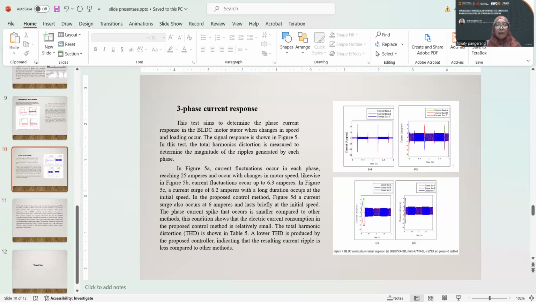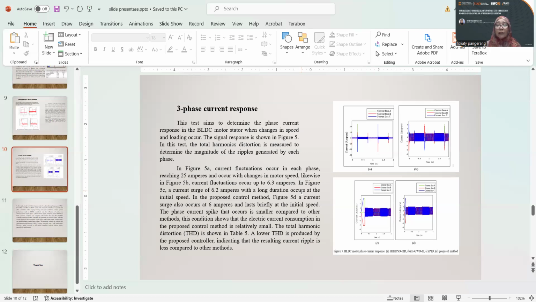In figure 5C, a current surge of 542 ampere with a long duration occurs at the initial speed. In the proposed control method, figure 5D, a current surge also occurs at 5 ampere and lasts briefly at the initial speed. The phase current spike that occurs is smaller compared to other methods. This condition shows that the electrical current consumption in the proposed control method is relatively small.